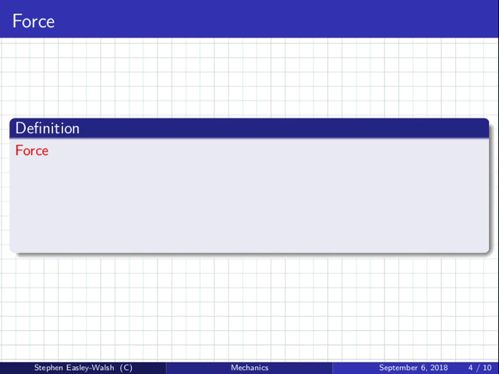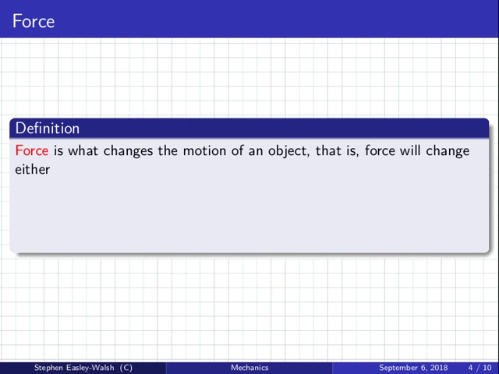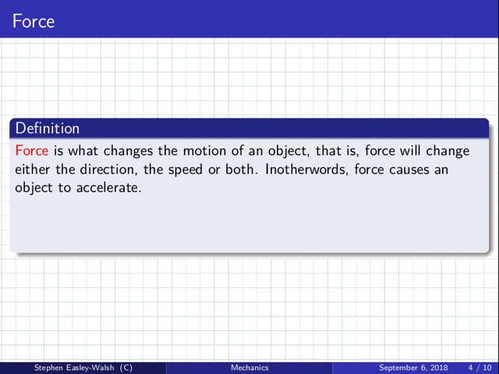Okay, anyways, what exactly is force in physics? Force has a precise physics definition, and we say force is what changes the motion of an object. That is, force will change either the direction or the speed, or it could actually change both. So force is what changes the speed or direction, or possibly both. In other words, force causes an object to accelerate.